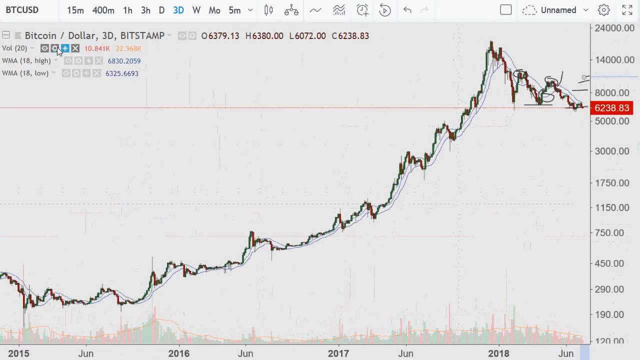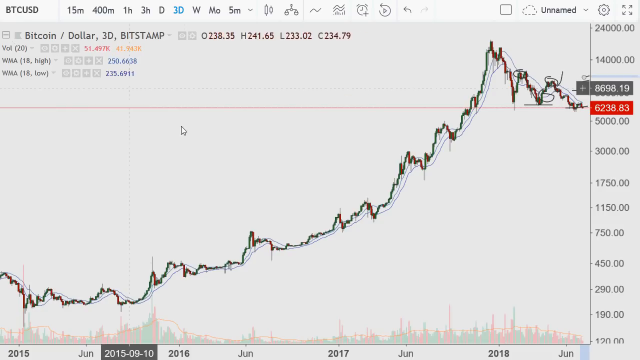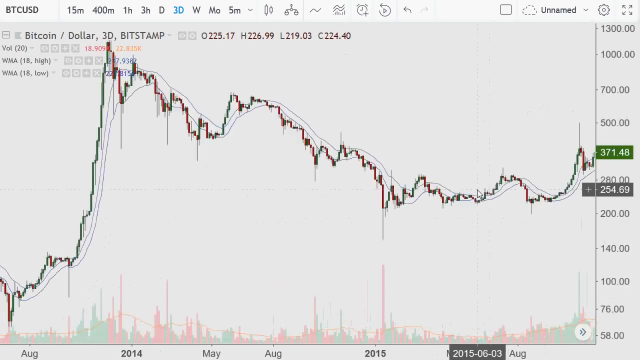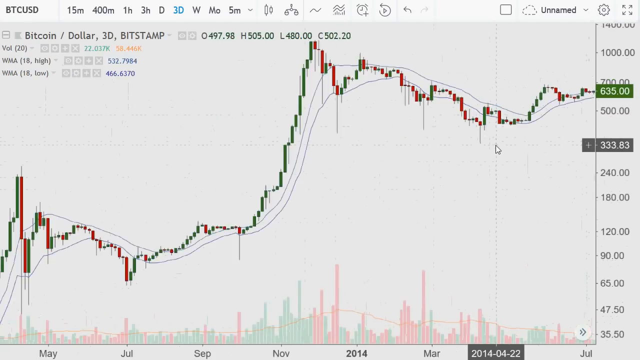Because when we look back at the previous bear market, when you were looking for such, at least we're going to go through the previous bull market.